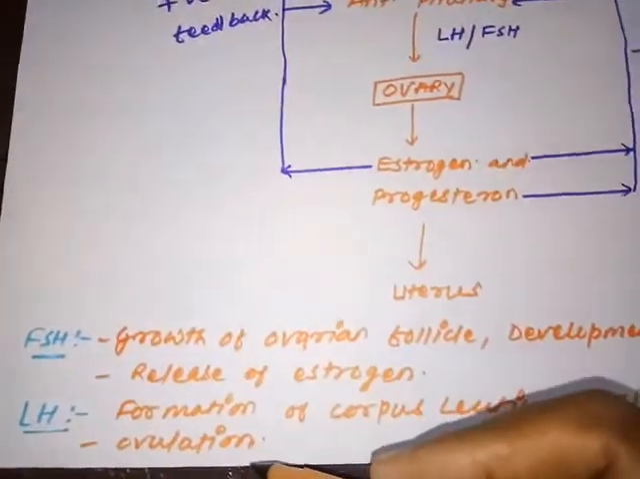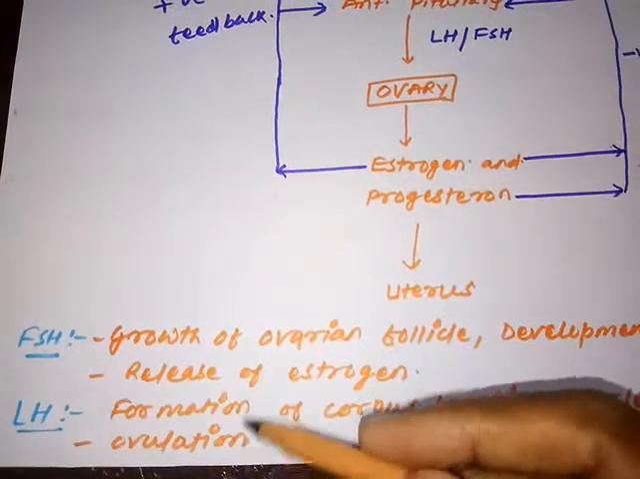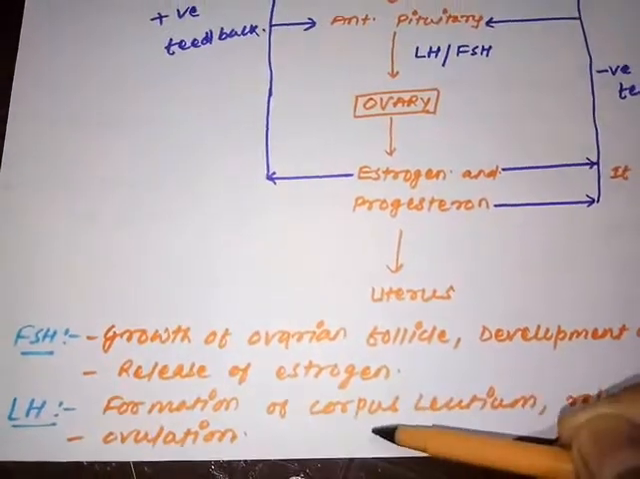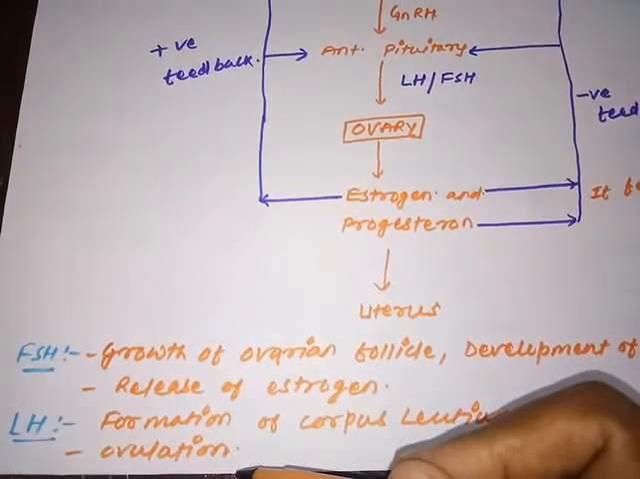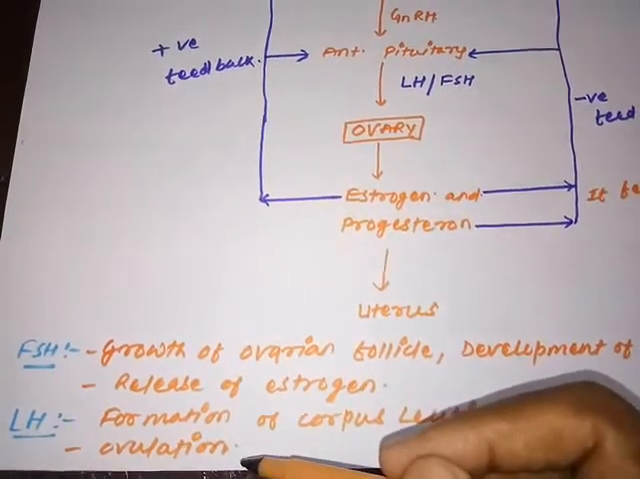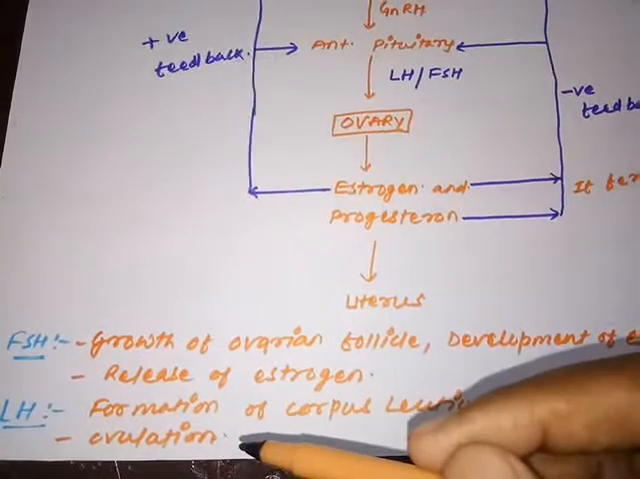So what happened? The LH is responsible for ovulation. These two functions are very important: formation of corpus luteum and the ovulation. Ovulation is under the influence of the LH. Okay, so now moving on to the next hormone.